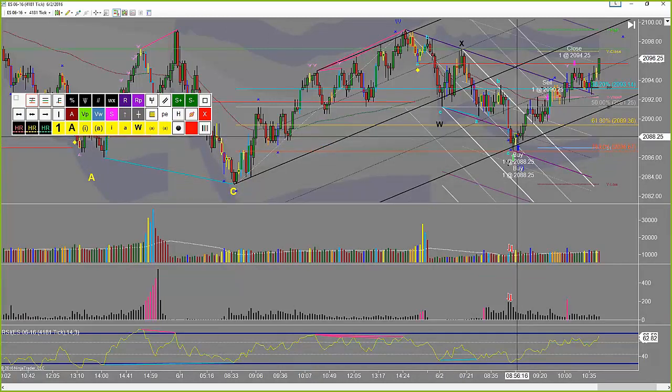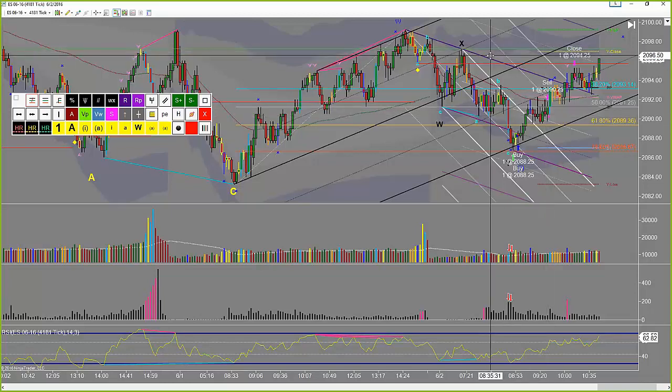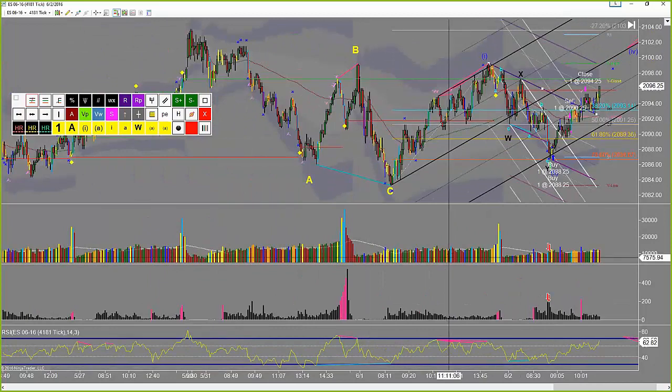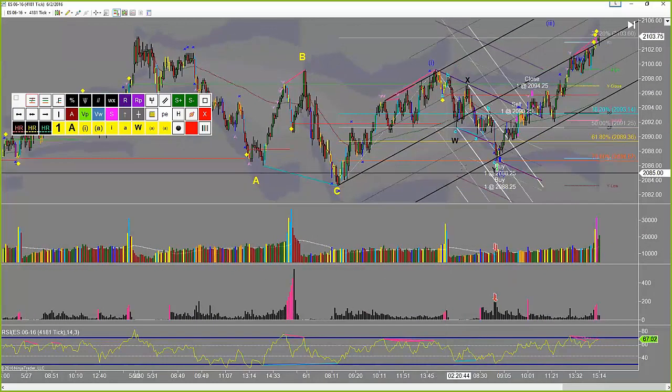And then I bought 2. I had another order to buy here, another order to buy here that never got filled. I chickened out of my first one right here. And then once it broke out of this trend line, I went ahead and got out of my last contract here. But I was expecting a third wave up. For some reason, I just decided not to hold it. I don't know why.